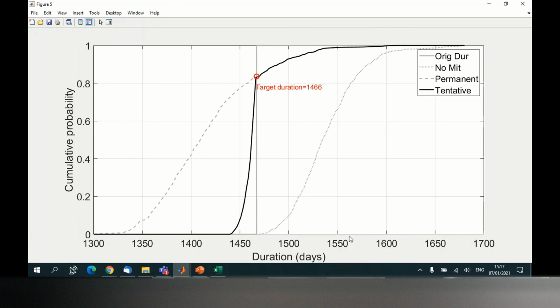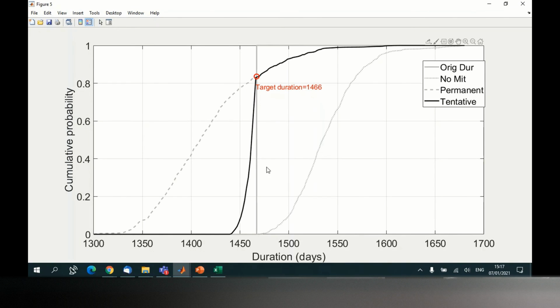For example, just one question for you, if you can answer. What if we optimize instead of 1,466, we optimize for 1,700? What do you expect? Do you expect a curve going like that?